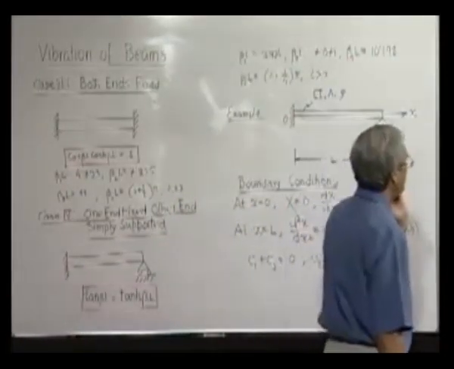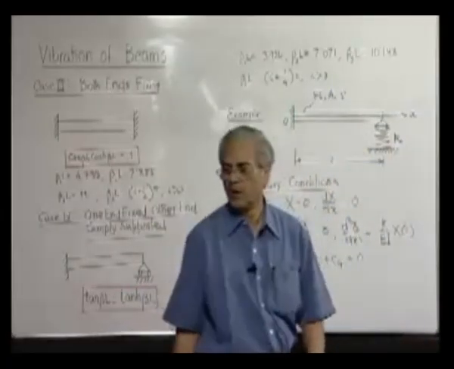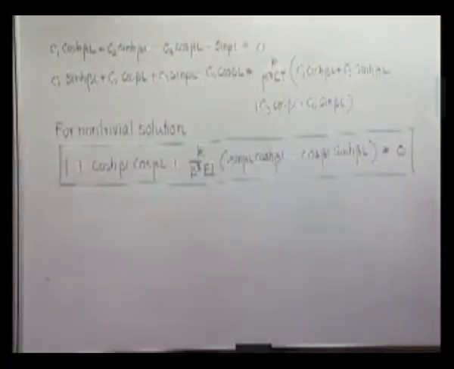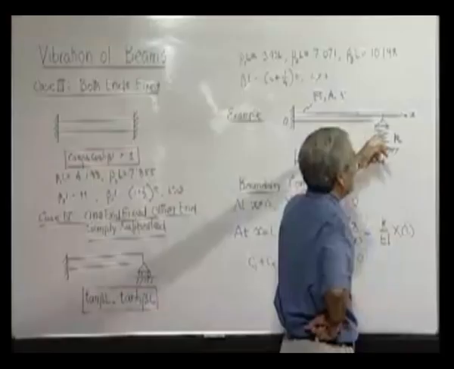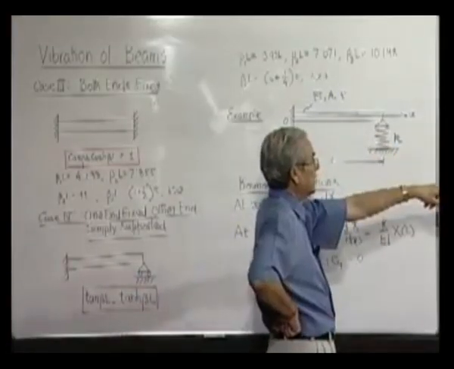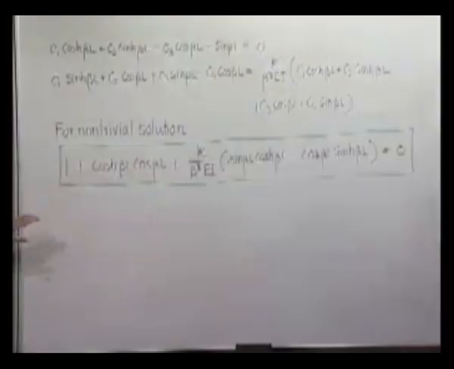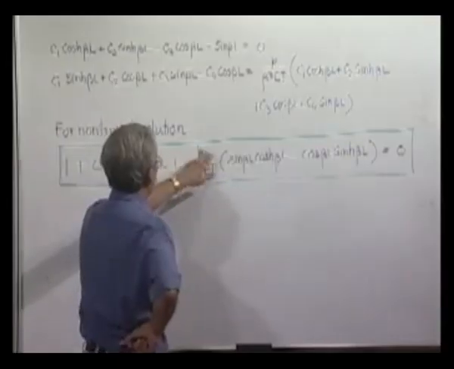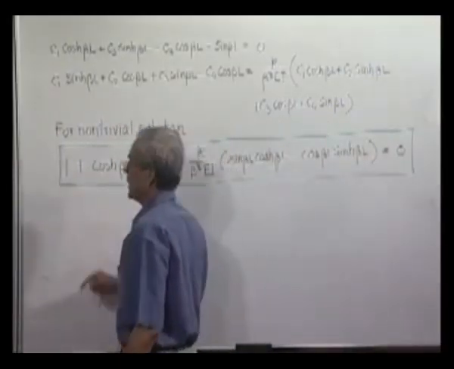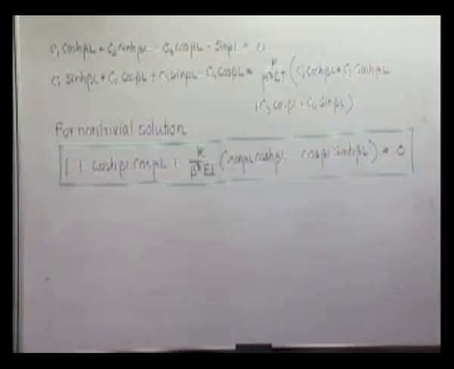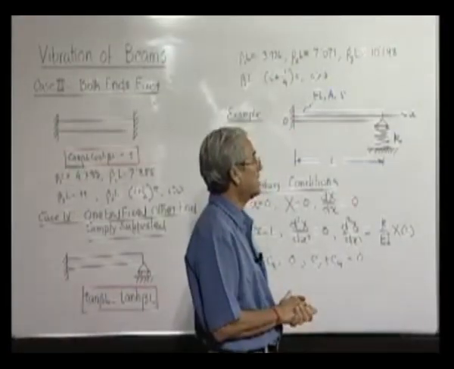We can check some limiting cases. For example, if the spring stiffness is 0, what does it mean? That this end is free. That means it is nothing but a cantilever beam, so this must go to the cantilever beam. You can see when k is 0, this whole term goes and cosine beta L into cosine hyperbolic beta L must be equal to minus 1. That is the condition for the cantilever beam we have already seen.